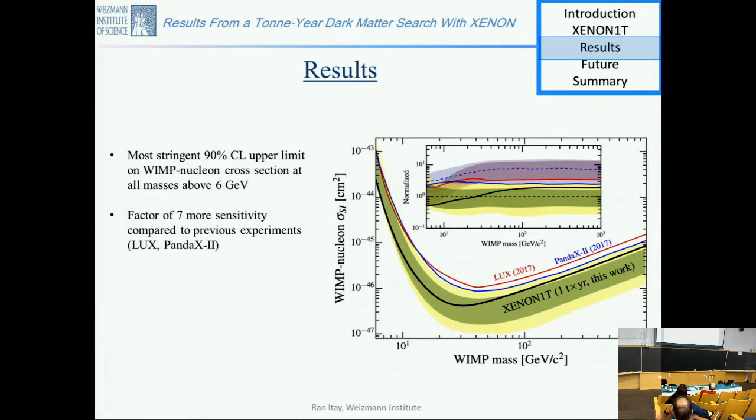And we see that for any WIMP mass above 6 GeV, our exclusion limit is the best exclusion limit ever produced. And if we compare the detectors themselves, so we want to compare the sensitivity, we see that the sensitivity of XENON1T is roughly a factor 7 better than previous sensitivity such as LUX and PandaX-II.